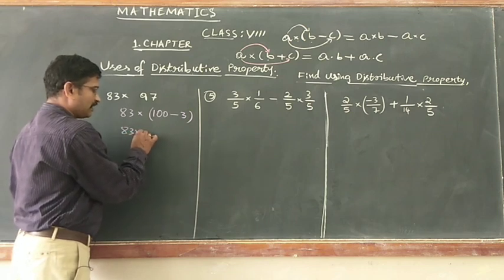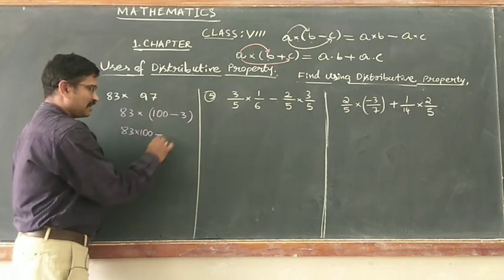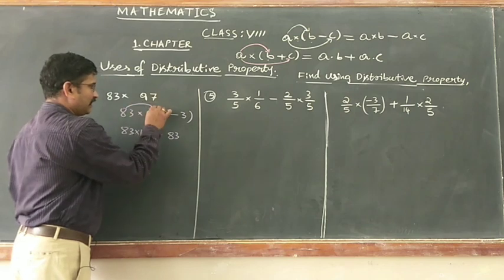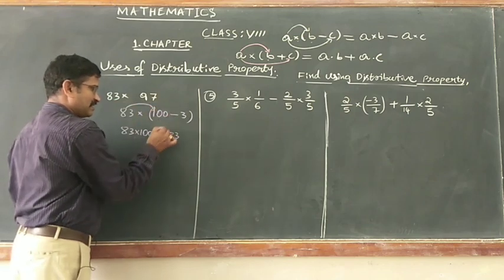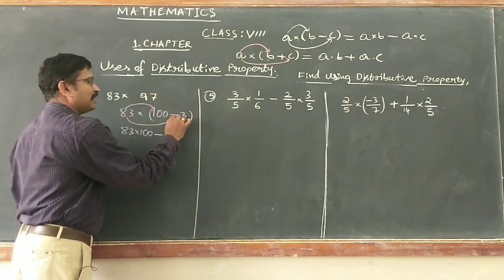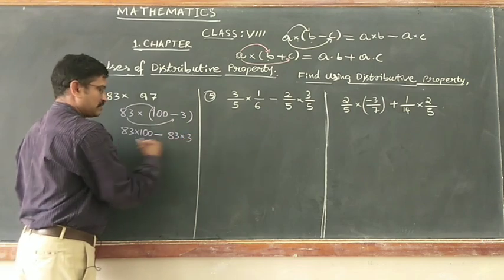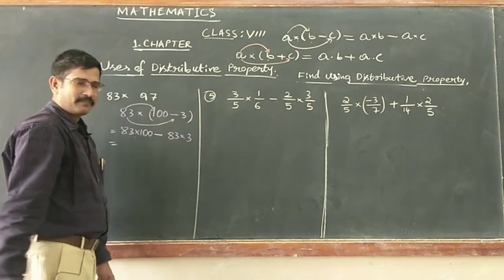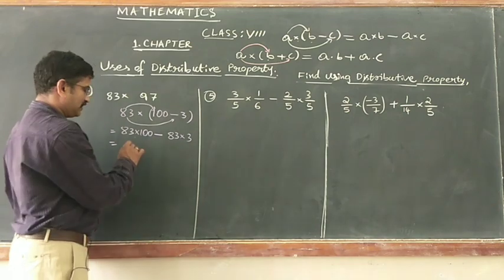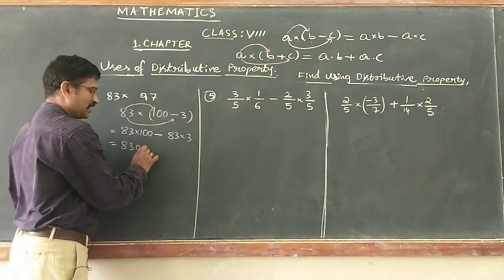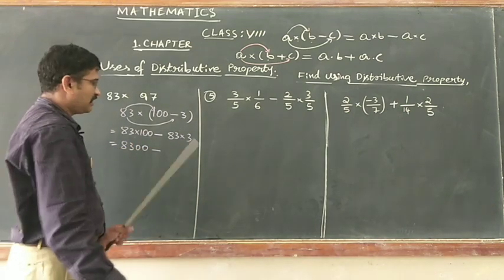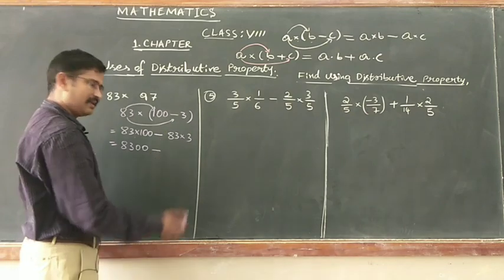So, 83 into 100 minus 83 into 3 gives us the same answer. So, 83 into 100 is easy to find, which is 8300, minus 83 into 3, it is also easy to find.